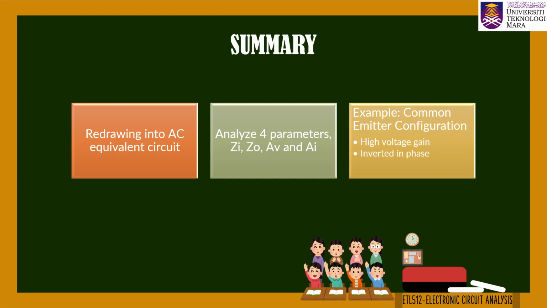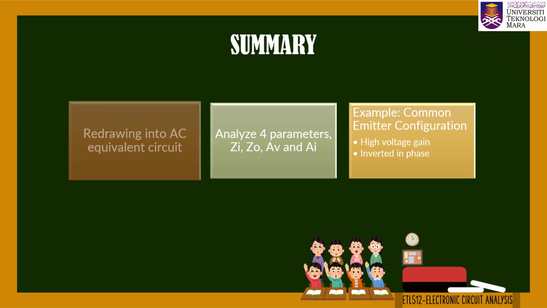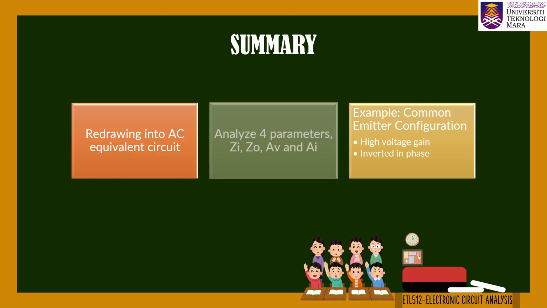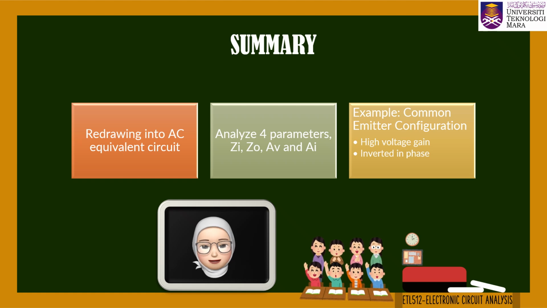We have reached the end of this topic. We have learned how to redraw a BJT amplifier into its AC equivalent circuit step by step and apply the hybrid pi model to analyze 4 parameters: Zin, Zout, AV and AI. The example of common emitter configuration provides a high voltage gain. Remember, the output signal is inverted in phase. With more practice, we'll find that this analysis step becomes natural and easy to follow.